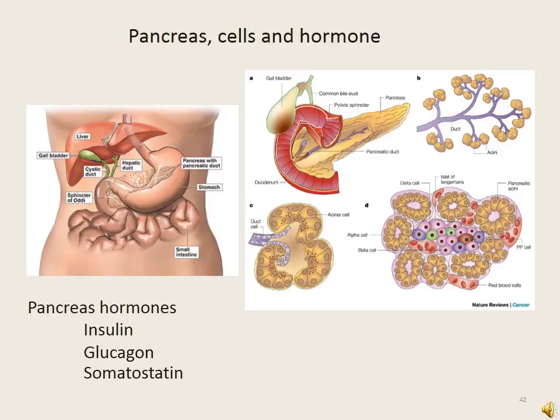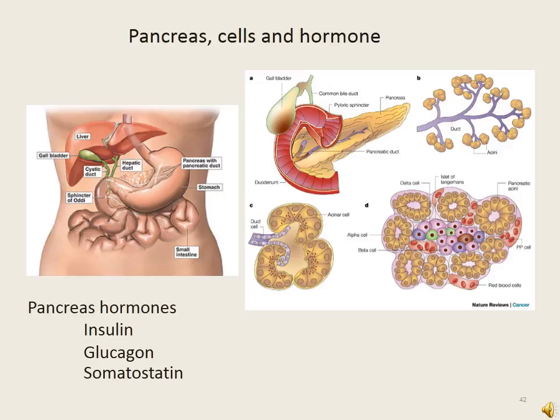This slide shows figures of the pancreas, its cells, and their hormones. The left-hand figures just show you where the pancreas is and the names of the hormones from the pancreas, that is insulin, glucagon, and somatostatin, right? Only insulin is what we're going to discuss in our topic.